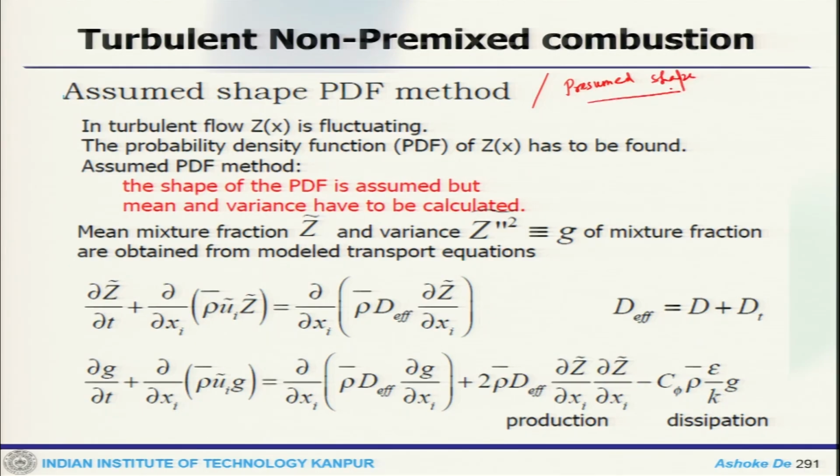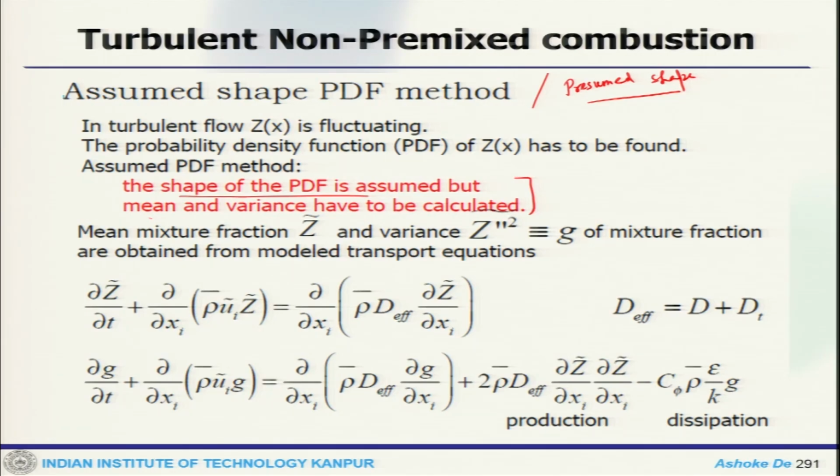Now, this is called the assumed shape PDF method, or presumed shape PDF method. So, in turbulent flow, the mixture fraction Z in the physical space is fluctuating because of the effect of the eddies. Now, the probability density function of Z(x) has to be found. Once we assume that PDF, the shape of the PDF is assumed, but the mean and variance have to be calculated. So, this is one important thing.